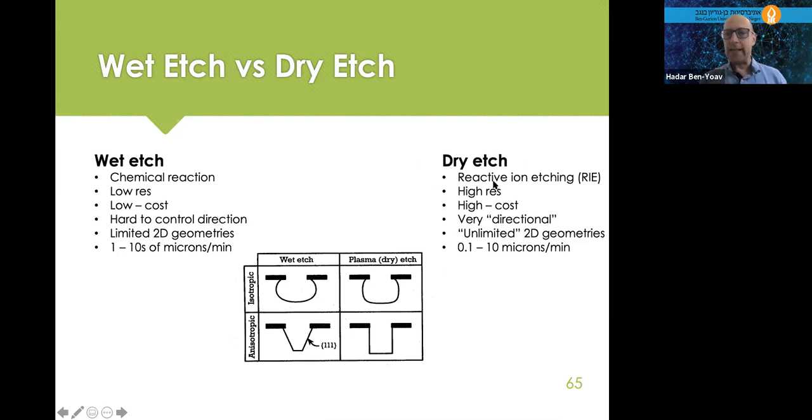On the contrary, there is the dry etching. For example, the reactive ion etching has a very high resolution because you can align a very strict beam of ions where you want to have the reaction. High cost, you need a very high energy for that, and gases, and it has a bit slower etching rate than the wet etch.